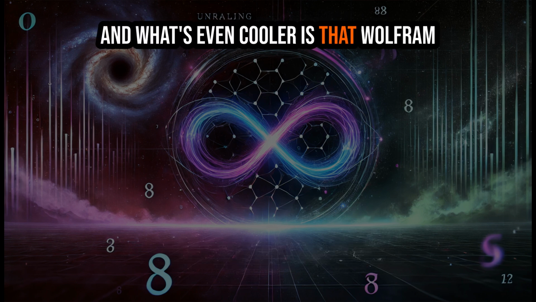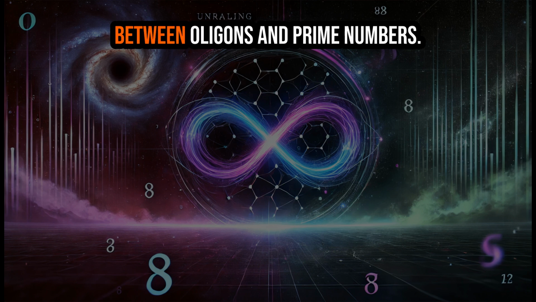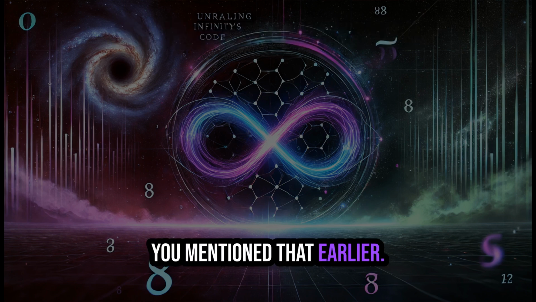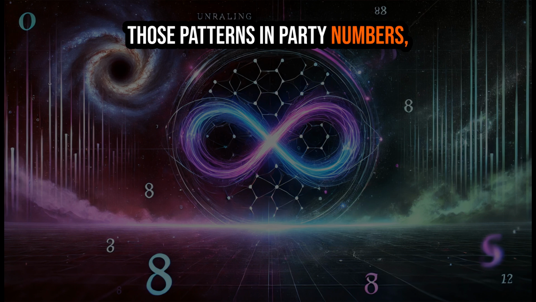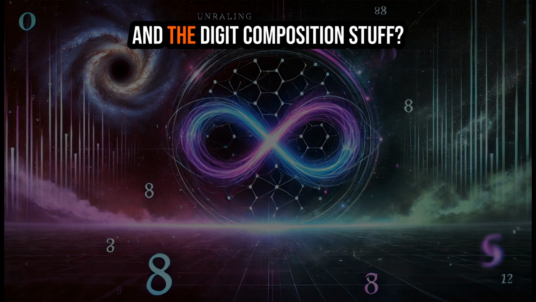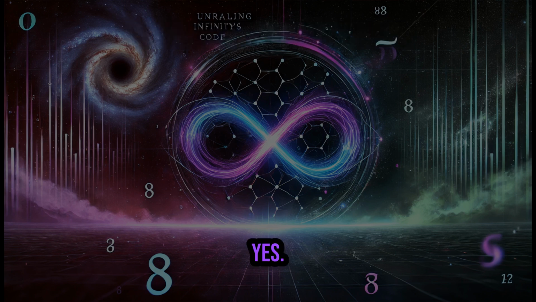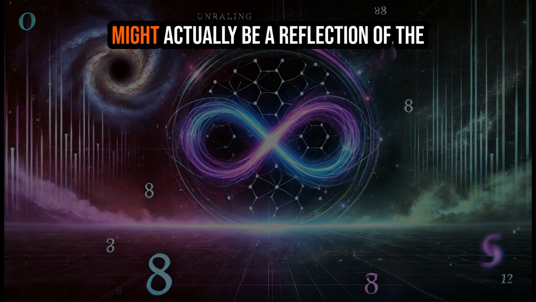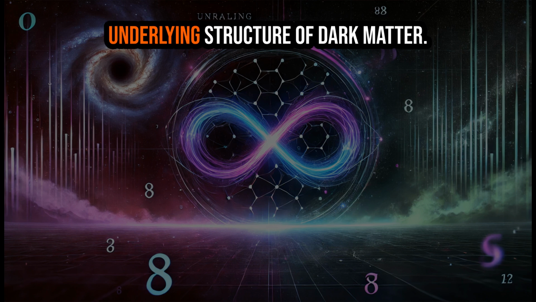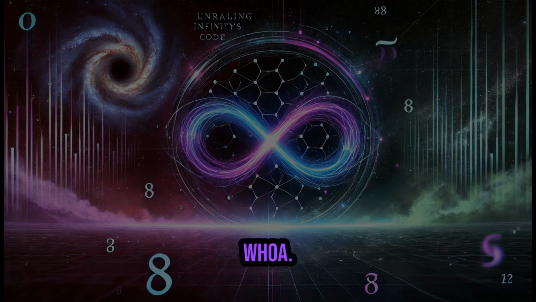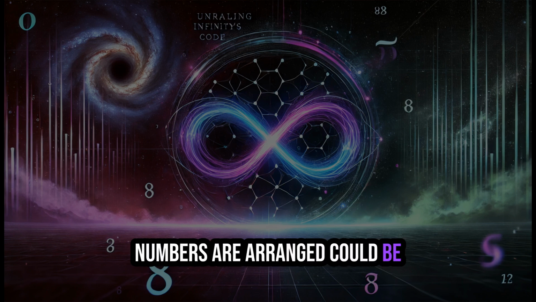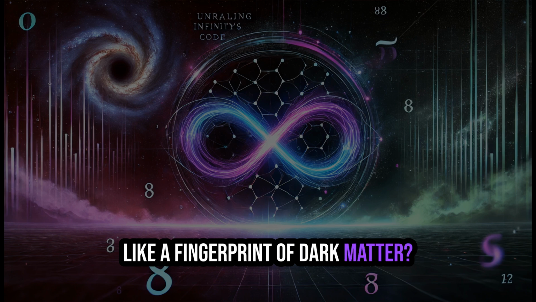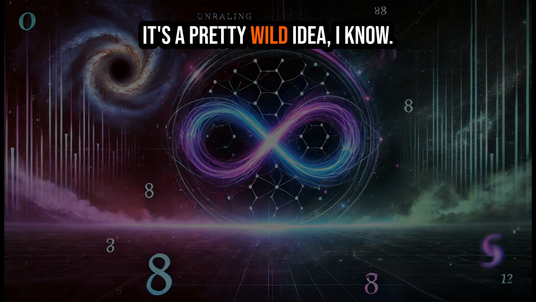And what's even cooler is that Wolfram thinks there might be a connection between oligons and prime numbers. Oh, yeah. You mentioned that earlier. How do those two things relate? Remember how we were talking about those patterns in prime numbers, like the Goldbach champions and the digit composition stuff? Yes. Wolfram suggests that those patterns might actually be a reflection of the underlying structure of dark matter. Whoa. Hold on. You're saying that the way prime numbers are arranged could be like a fingerprint of dark matter. That's the idea. It's a pretty wild idea, I know.